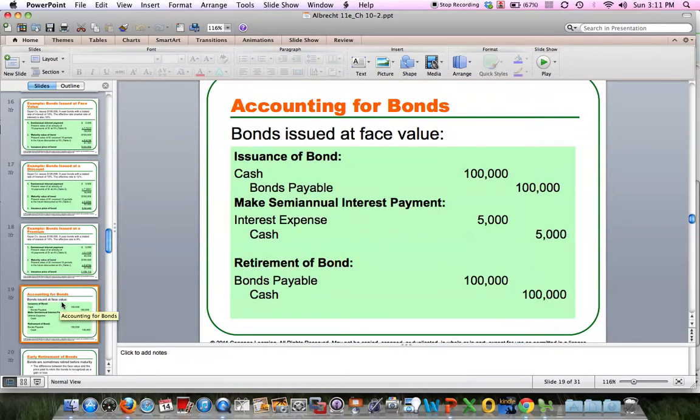Okay, so if I issue my bonds at face value, the journal entries are pretty simple. I'll debit cash, credit bond payable for 100,000. Every 6 months I'm going to make an interest payment. I'll debit interest expense for 5. I'll credit cash for 5. And again, that was simply the principal of 100,000 times 10%, 0.1, times 6 over 12.